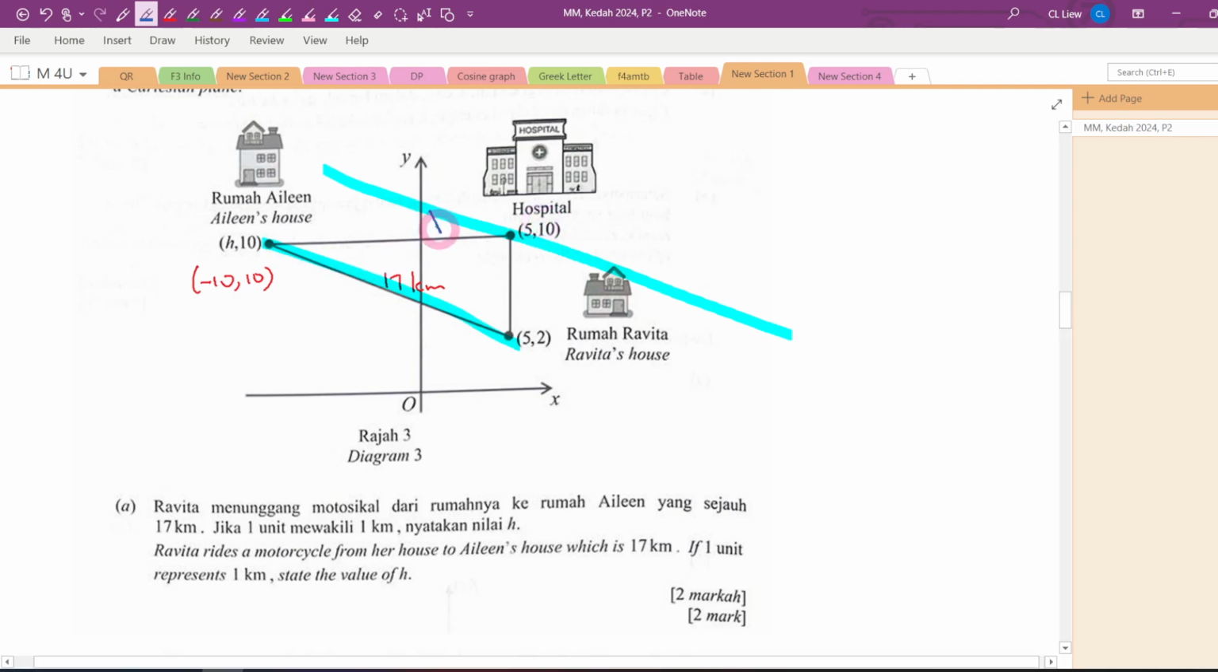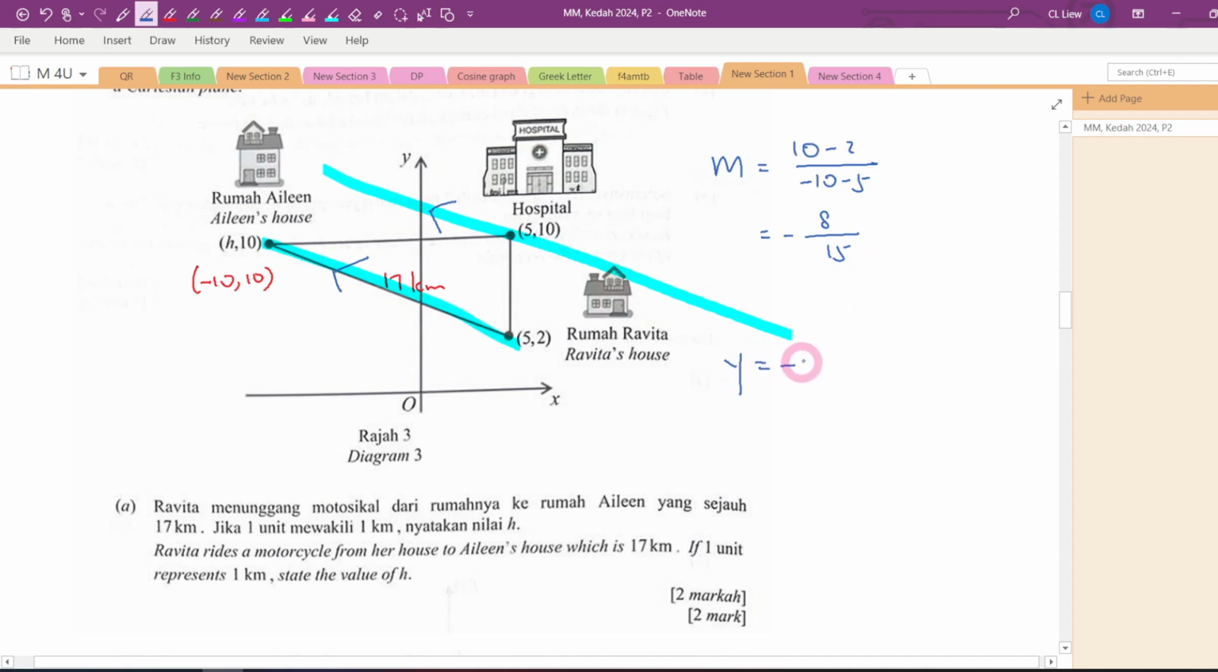The question tells us that these two straight lines are parallel to each other. It means that if you can get the gradient of this line, then you will be able to get the gradient of this line because they are parallel to each other. Now, find the gradient first. You can take 10 minus 2 or 2 minus 10, totally up to you. If you take 10 minus 2 for the y part, you need to follow the same sequence for x: negative 10 minus 5. This will give you 8 over negative 15. Let me write the negative in the middle. This is the gradient of this straight line.